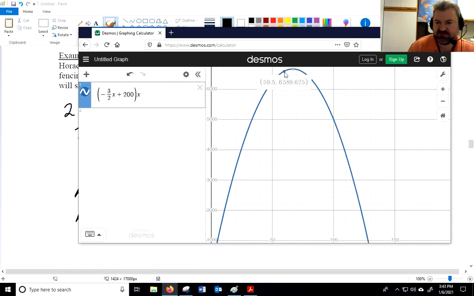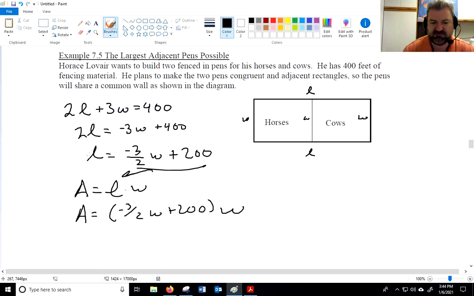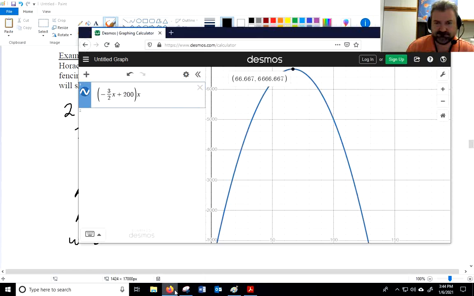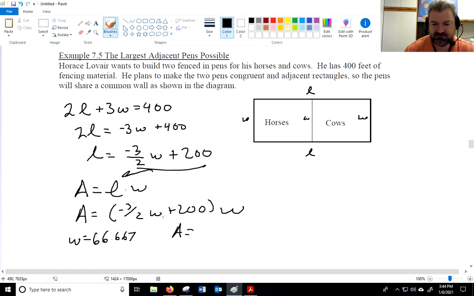All right, so you can see here that the maximum is at 66.667. That's the perfect width, and the perfect area is 6,666.667 square feet. Okay? Now, it looks like I'm missing the question part of this. I need to fix that, but that's okay. So there we have it.